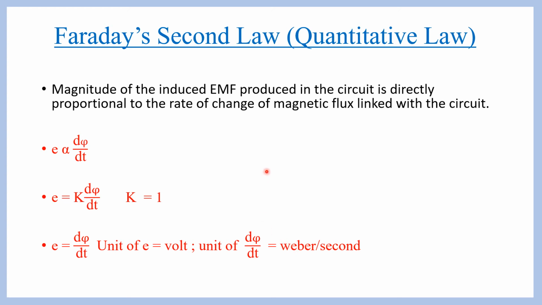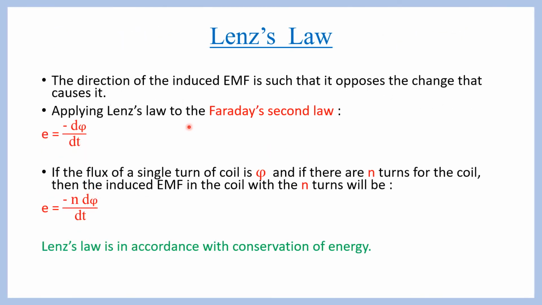Now coming to the direction, you have already seen in the previous experiments and demonstrations, when the magnet is moving towards the coil, what happens? You can see the direction of the induced EMF is always in such a way that it opposes the cause that is producing it. That is, when a magnet is moved towards the coil, we will explain this Lenz's law in the coming slide.